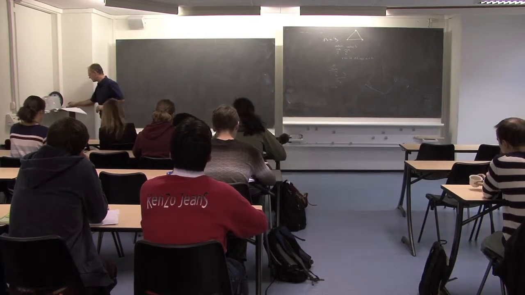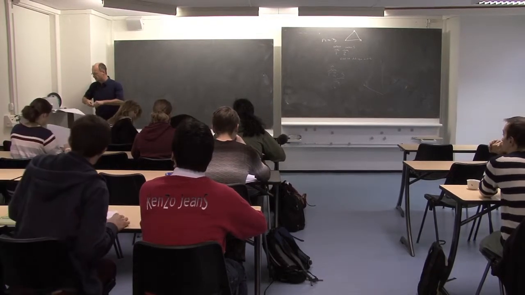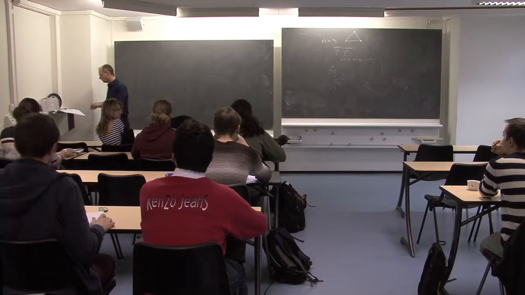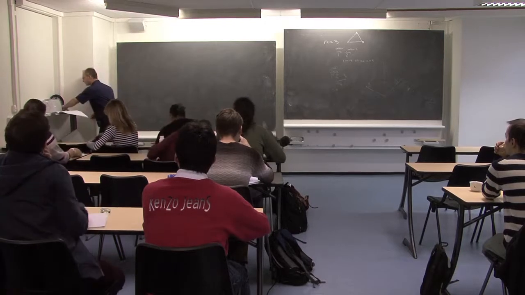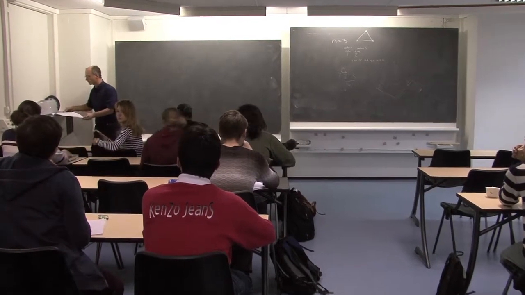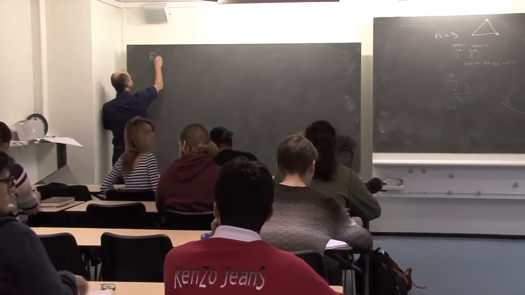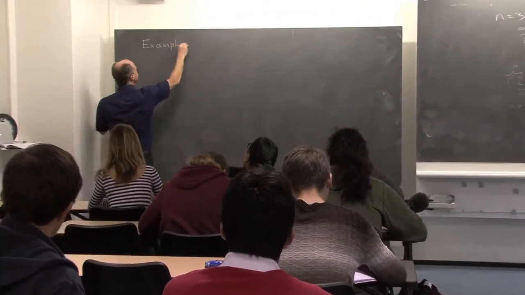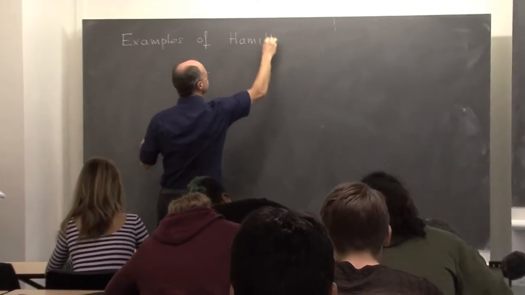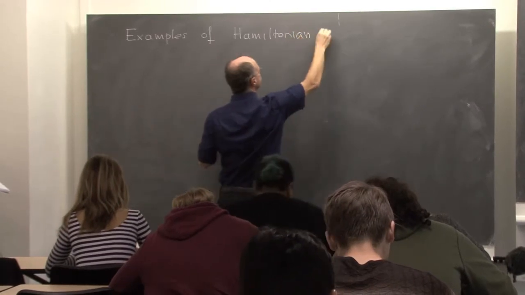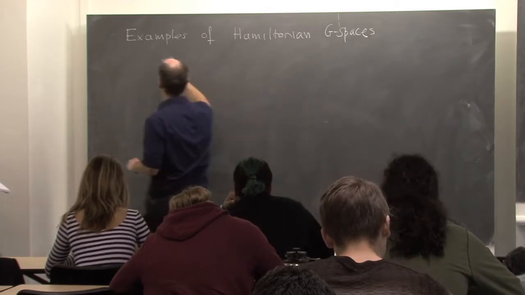Right, so the first thing I want to discuss is examples of Hamiltonian G-spaces given by so-called coadjoint orbits. These are the orbits of the coadjoint action in G star. Hamiltonian G spaces.